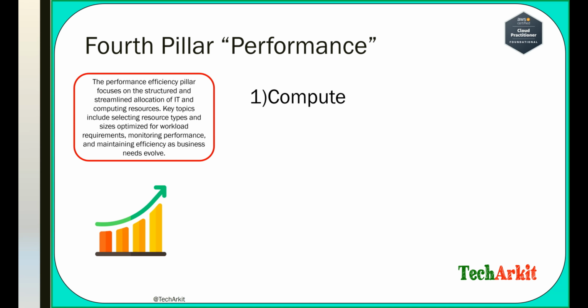So the first one is compute resources for performance, including selecting appropriate instance types, implementing auto scaling, and optimizing application performance. Selecting the appropriate instances, a good fit, gives good performance, then your compute is running fine. So that way you get good performance.